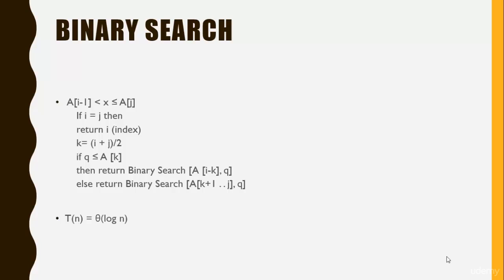Binary search for Q in subarray A[i..j], with the promise that A[i-1] < Q ≤ A[j]. If i = j, then return i, which is the index. k = (i+j)/2. If Q ≤ A[k], then return binary search of A[i..k], Q, else return binary search of A[k+1..j], Q.